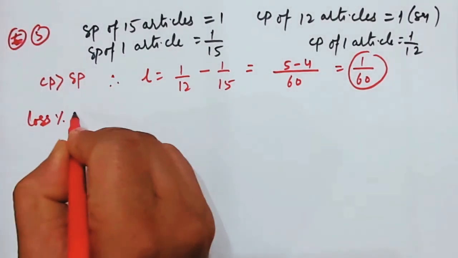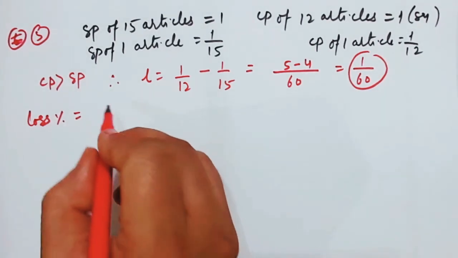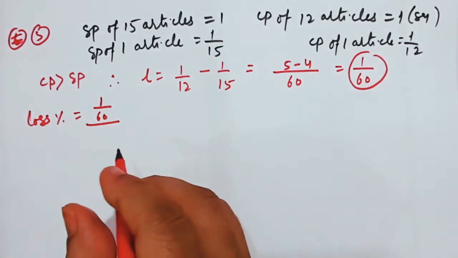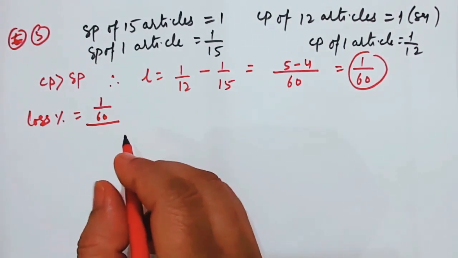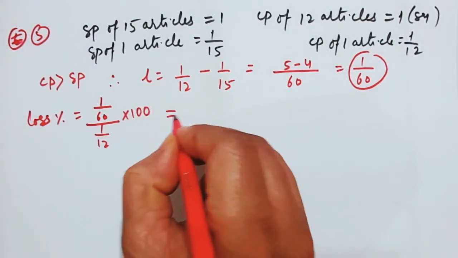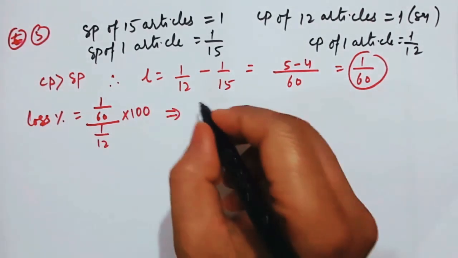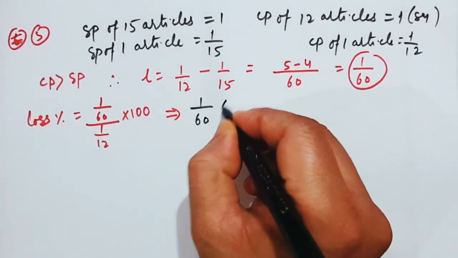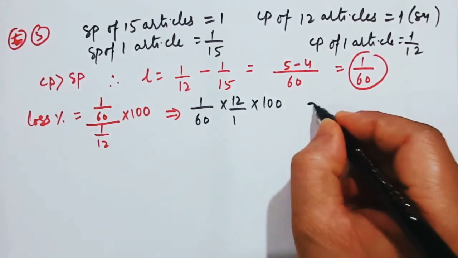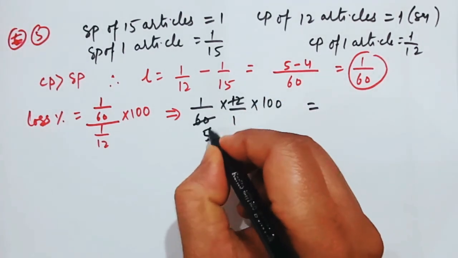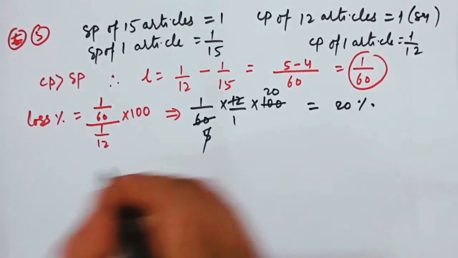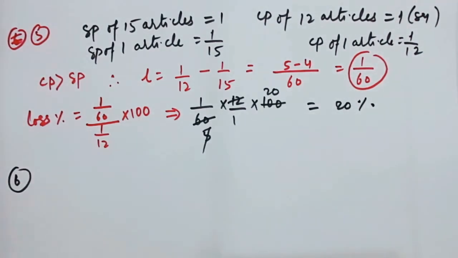What is the loss percent? The same formula: loss percent is equal to loss by CP into 100. How much is your CP? 1 by 12. Loss by CP into 100, 1 by 60 divided by 1 by 12 times 100, will be 20%.